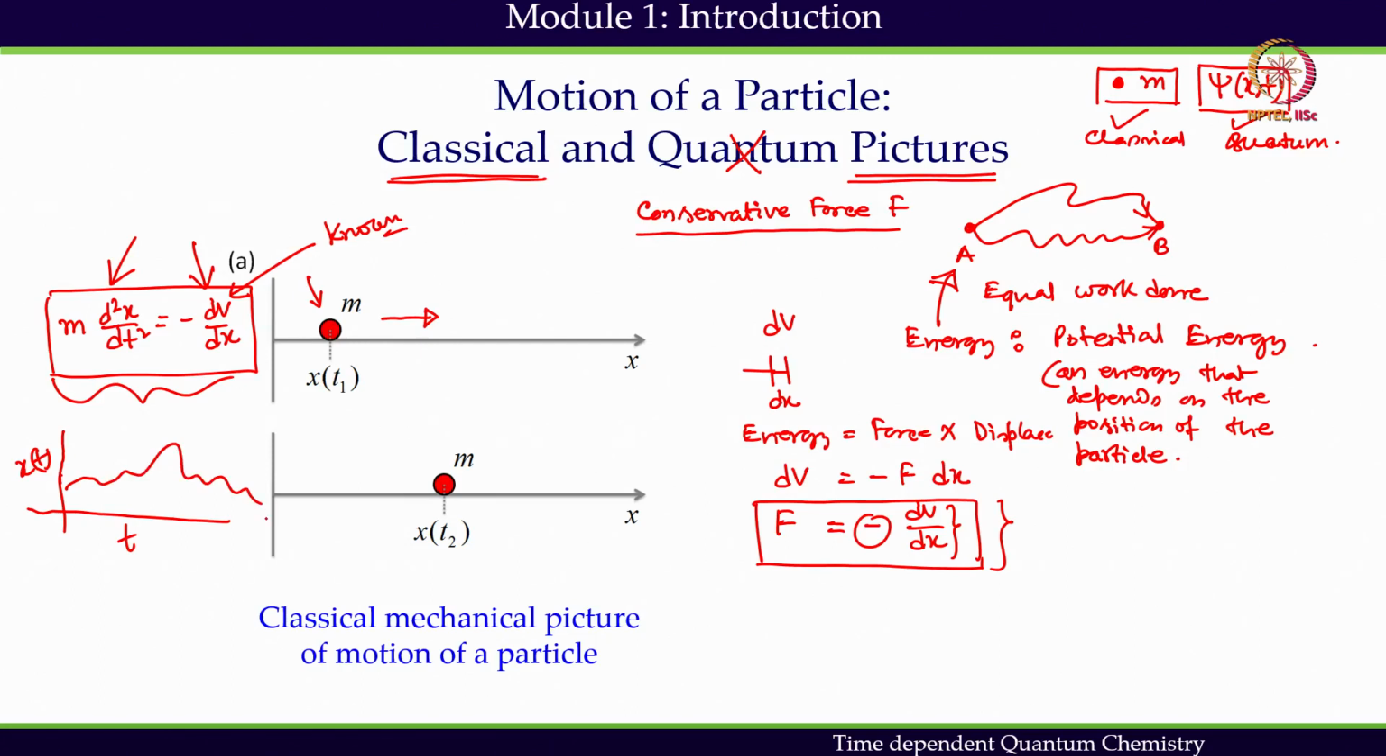So what is very important to note here is that the classical picture of motion of a particle gives me exactly point by point information, at what time the particle would be at what position. That is known. Every time and every position is correlated.